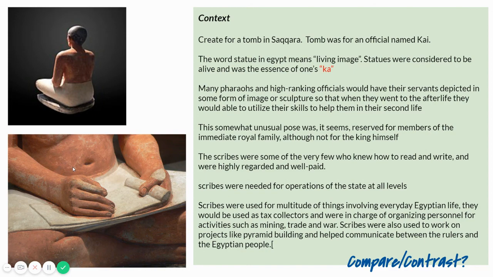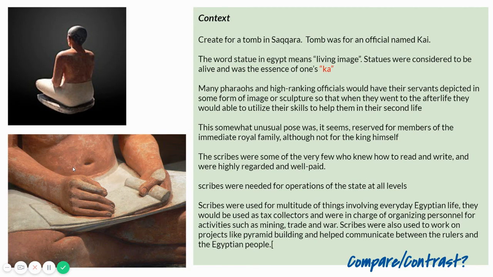And so this statue of the scribe embodied the soul of the scribe, and when buried with this official named Kai, once Kai arrived in his afterlife, then his scribe was able to continue to do the same duties that he did in his mortal life. So that is the belief system behind creating these funerary statues, and therefore is the cause of the function and motivation for the piece.